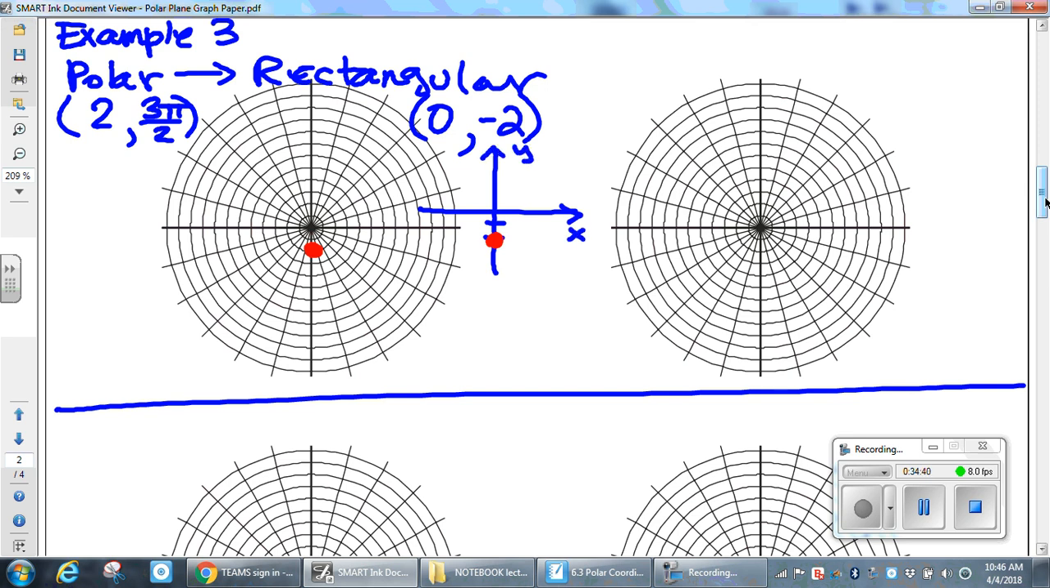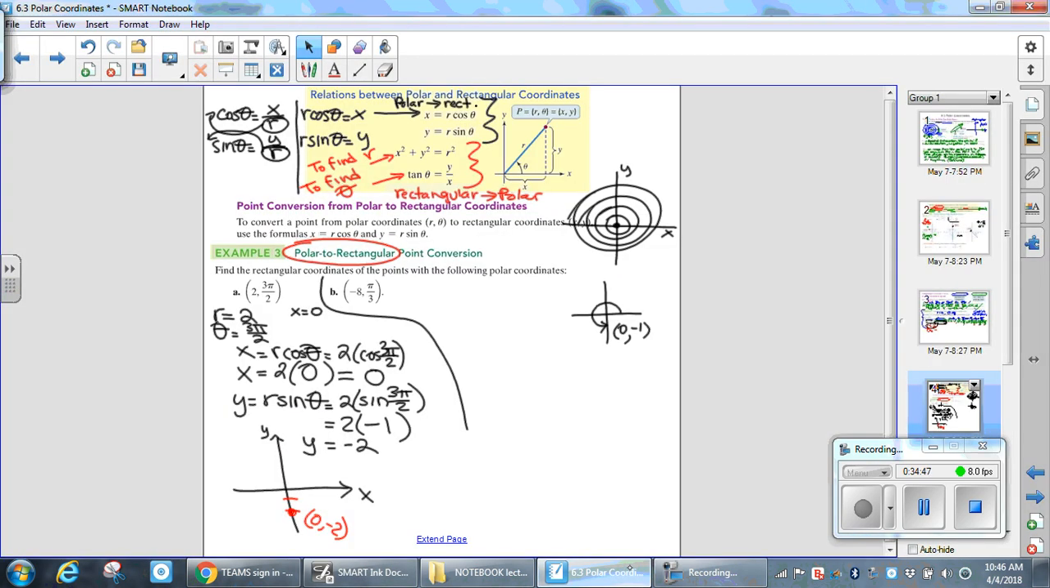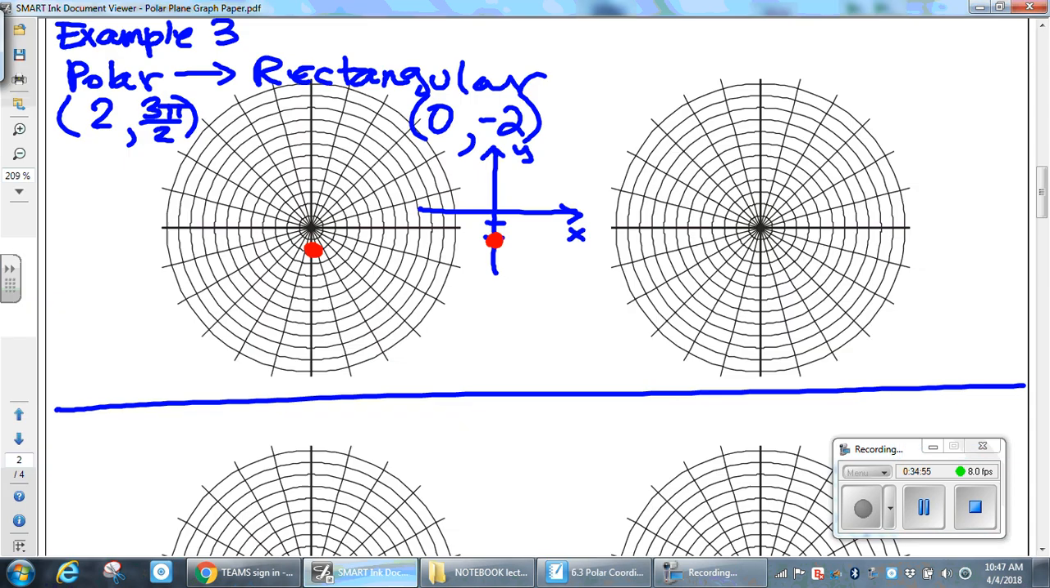All right, let's do the other one. Let's plot it first. So our next point is -8, and then pi over 3. So in polar, -8 and then pi/3.